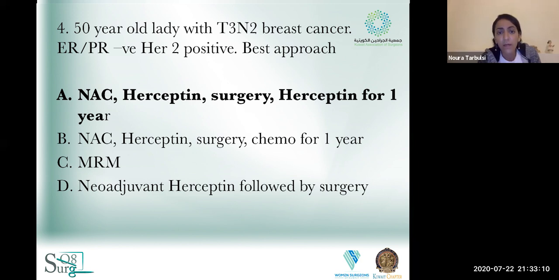Can you explain in brief what is neoadjuvant? NAC is neoadjuvant chemotherapy. And when we say neoadjuvant, it means treatment before surgery. Adjuvant is treatment after surgery.